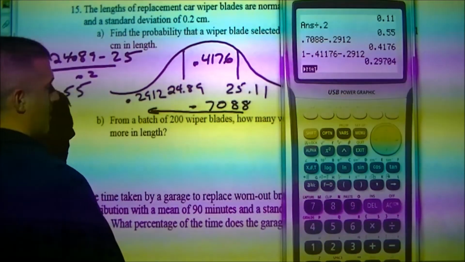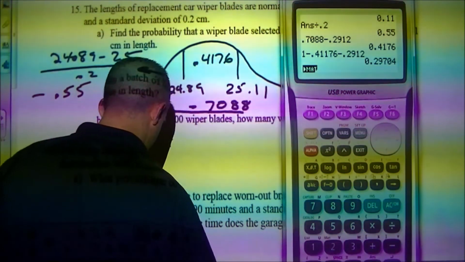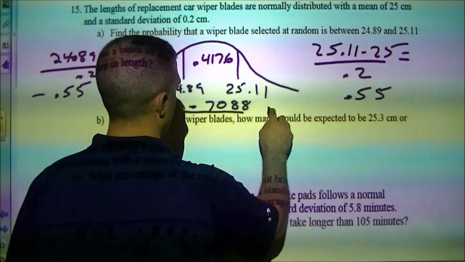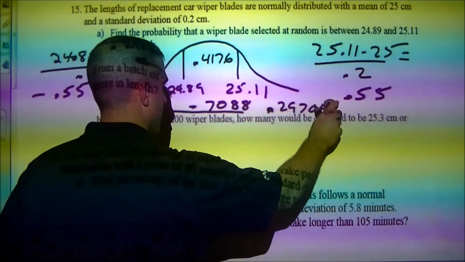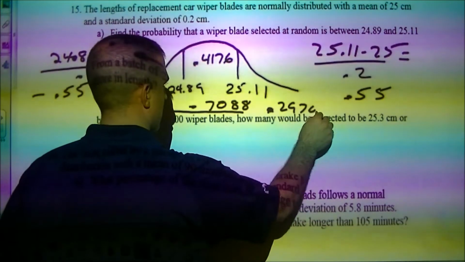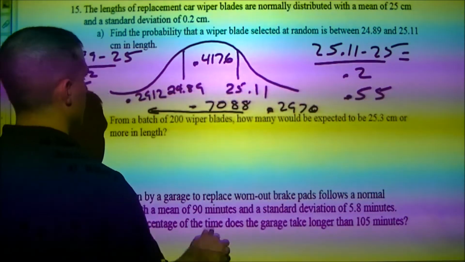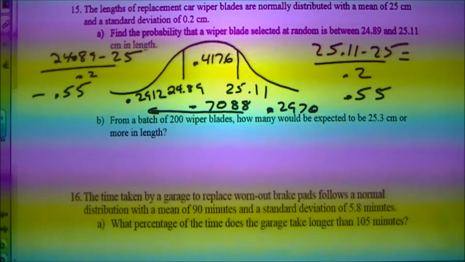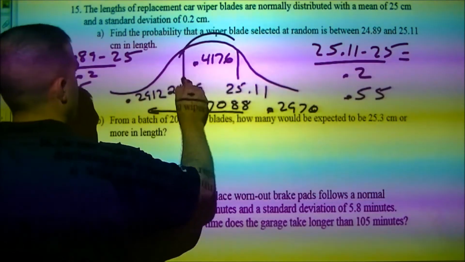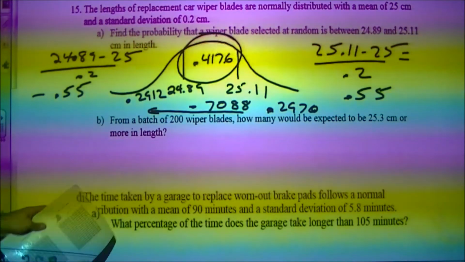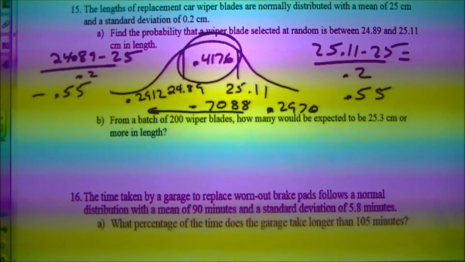And that's 0.29704. Probably just need a 0 there. No, that's not right. Yes, that is right. So find the probability the wiper blade is between those. That's the one I'm looking for right there, so that's my answer.